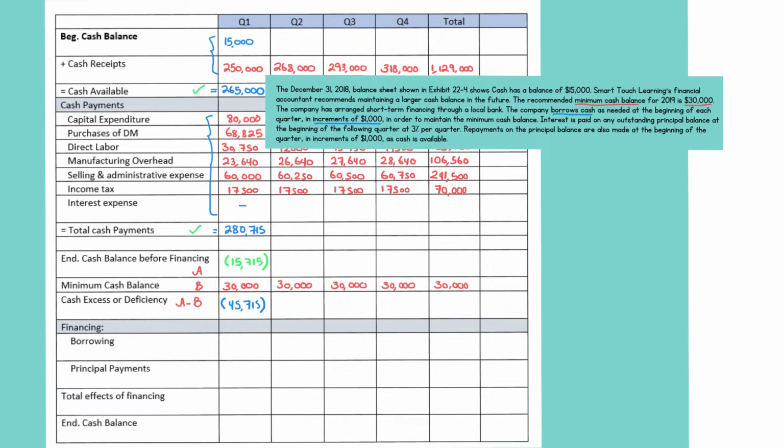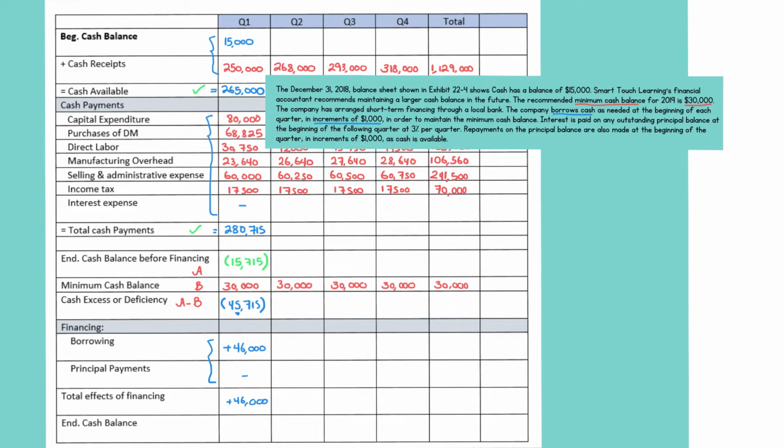So I need to borrow how much? I need to borrow 46,000. I cannot borrow 715. I need to round it up to the nearest 1,000. So we look at the 5 because this is the thousands and you need to add 1 to it, so it's going to be 46,000. So the total effect of financing is going to be positive 46,000. There are no payments now. I am not going to pay anything of my loan.